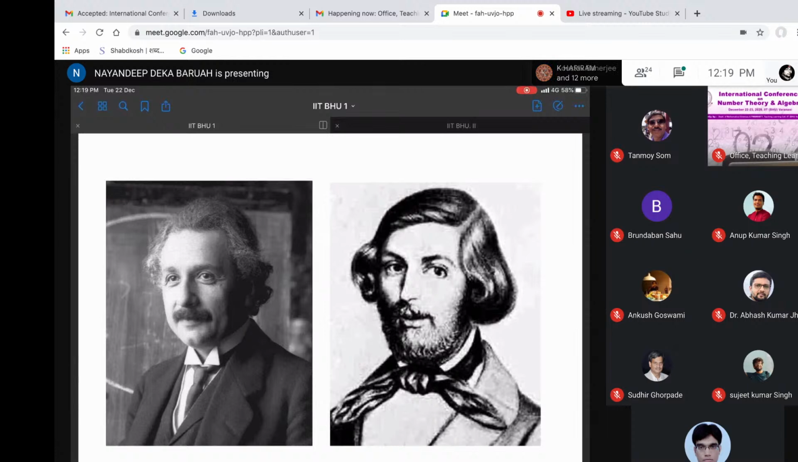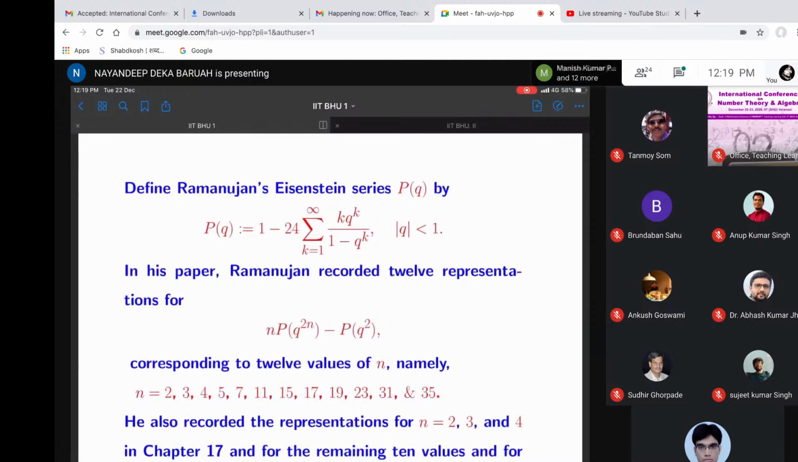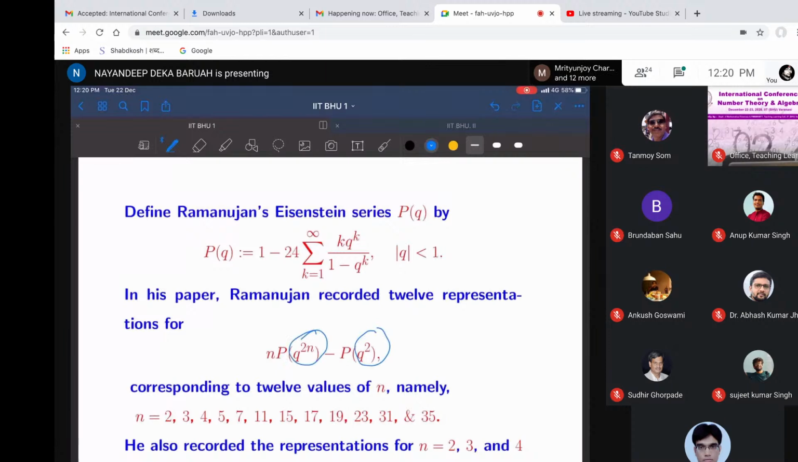So one can define Ramanujan's Eisenstein series P and Q as this one. And in his paper, Ramanujan actually recorded 12 representations for P with argument Q to the power twice N, and this is P of Q squared, corresponding to 12 values of N, namely 2, 3, 4, 5, etc., up to 35.